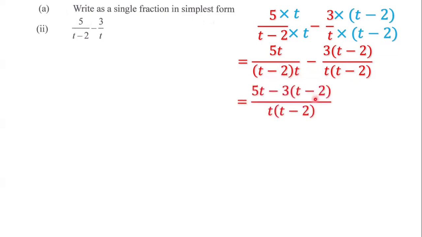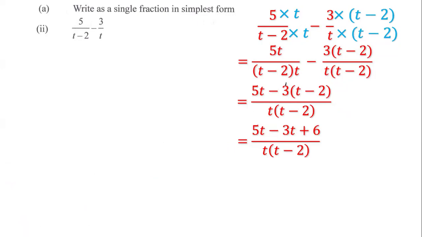And so we are going to have one denominator. And so we have t times t minus 2. That's the denominator right there. And we have 5t. So we can operate on the numerators now. We have 5t minus 3 times t minus 2. Next, what we're going to do is distribute.